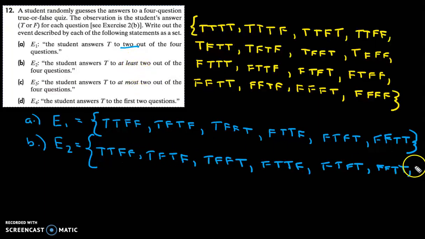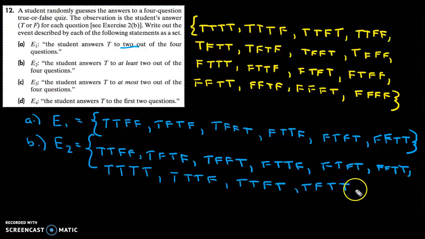So here's all the ones where there's 2. Here's one where there's all 4 trues. I know there's only one of those, right? And how about the times where there's 3 of them? Well, here's 3, so that's at least 2. Here's another one with 3 trues: true, true, false, true. Here's one that has 2, so that's already on our list. Here's another one with 3, so true, false, true, true.